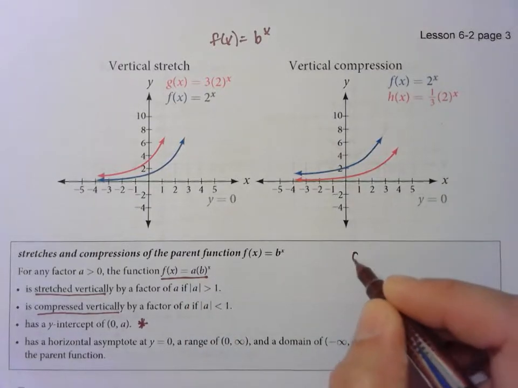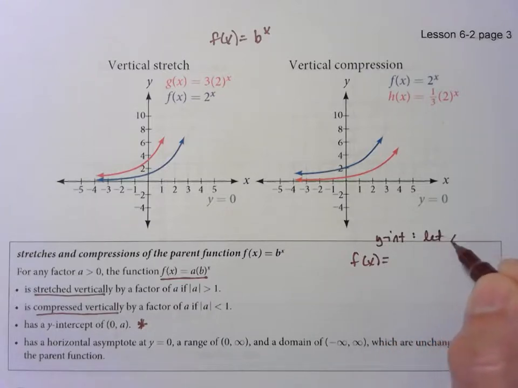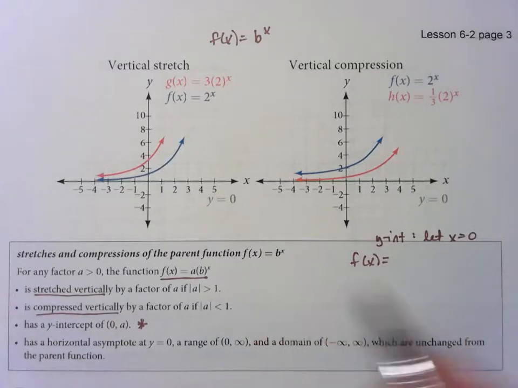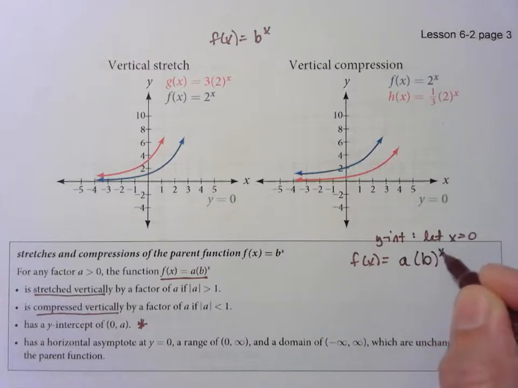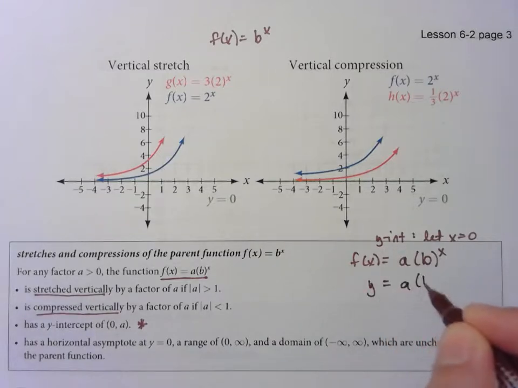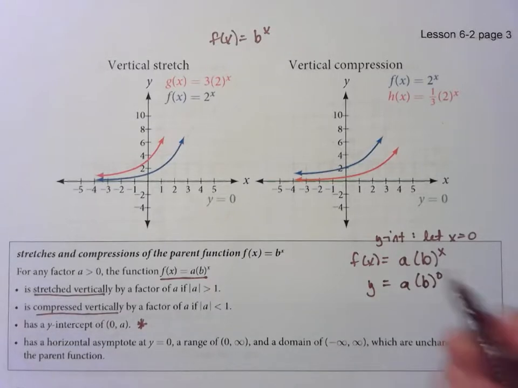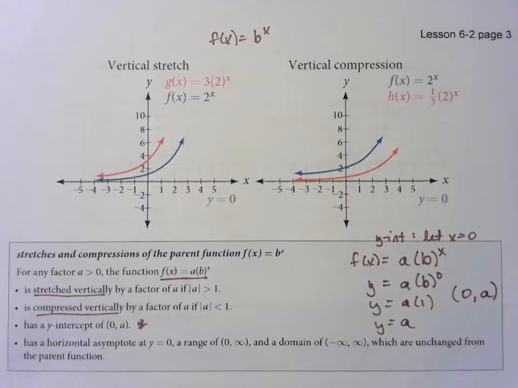Let's talk about that for a second. To find a y-intercept, don't you let x equal 0? So look at our function. f of x is equal to a b to the x. Well, f of x is our y. So we have y is equal to a times b to the 0. But what is anything to the 0 power? It's just 1. So y is equal to a. So you can see now why our y-intercept is the point (0, a). So now you have the explanation why we can just say that a is going to be your y-intercept.